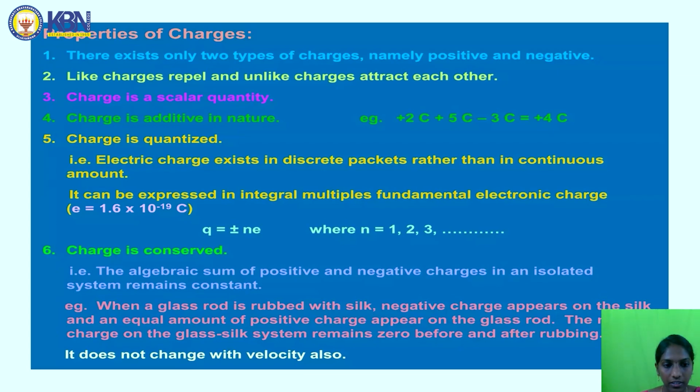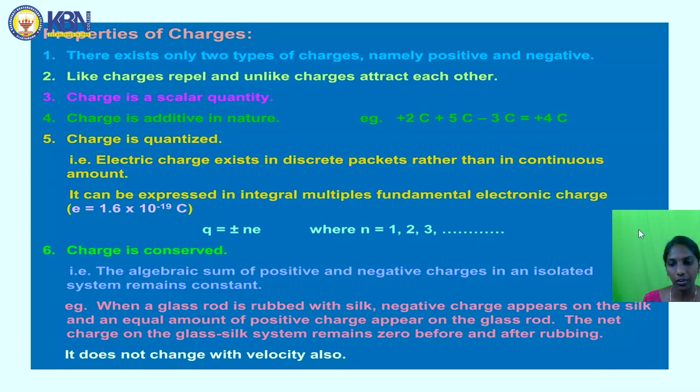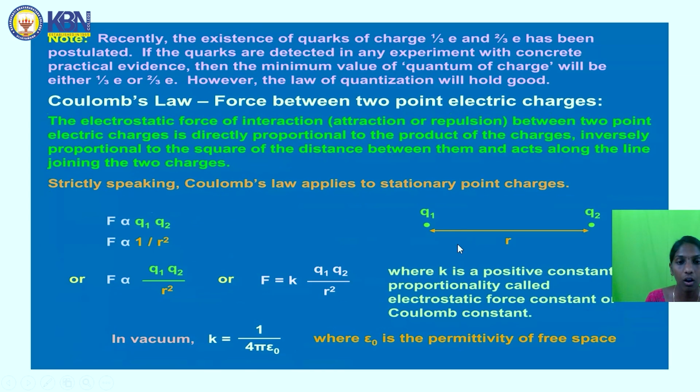Charge is conserved, that is, the algebraic sum of positive and negative charges in an isolated system remains constant. Example: when a glass rod is rubbed with silk, negative charge appears on the silk and an equal amount of positive charge appears on the glass rod. The net charge on the glass-silk system remains zero before and after rubbing. Charge does not change with velocity also.